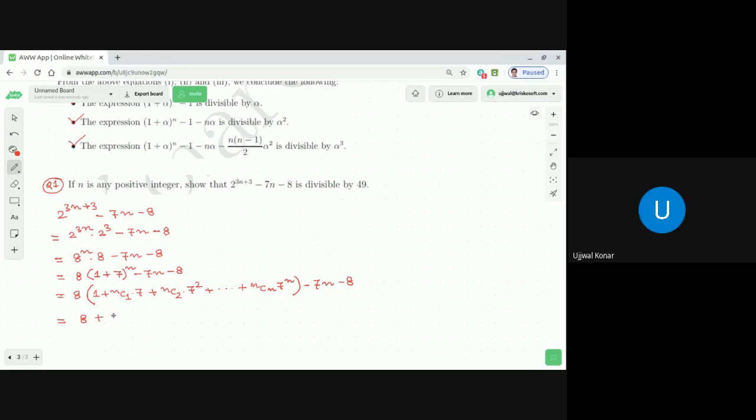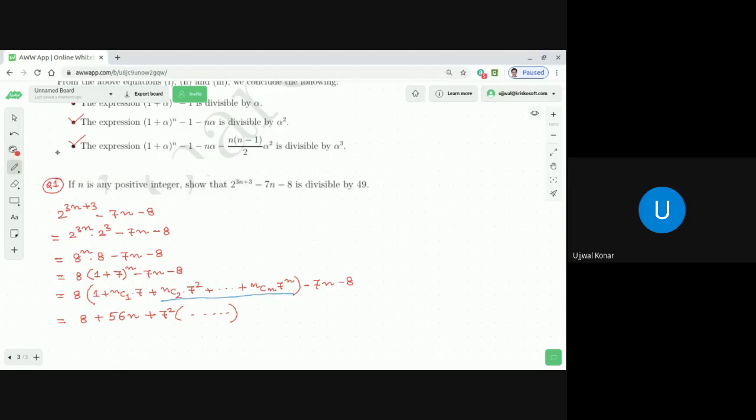Sorry, not 5 into, I'm sorry, 8 into 7. So 56 into n. And after that, all the terms are 7 square into something. I'm not writing all these things from here on. Correct, dear students? All terms are 7 square into something. If I use a different color, then you'll get it clearly. From these terms onwards till here, all are 7 square into something.